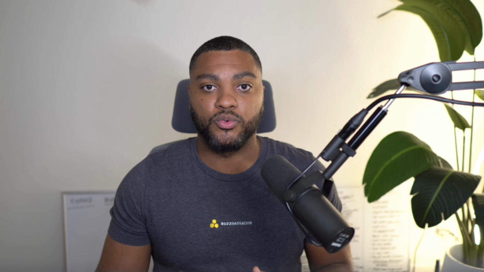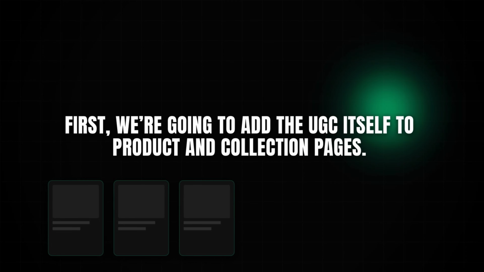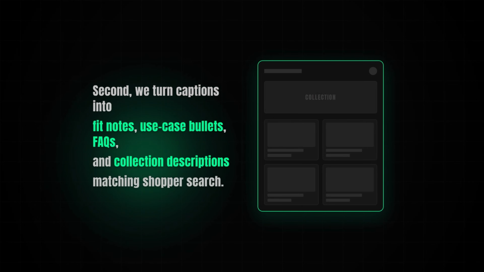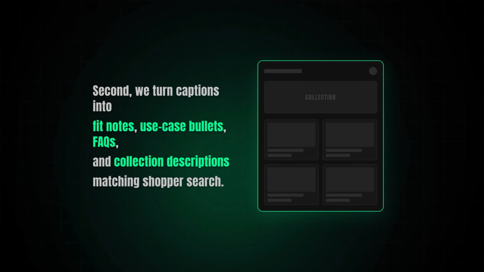Now you have creators coming in, earning on sales, and submitting content in a consistent format. The next part is where the SEO connection becomes real, because now we take what creators are saying and we turn it into on-site content that makes for better pages. We're going to use creator captions and creator language in 2 ways. First, we're going to add the UGC itself to the product page and the collections. And then second, we're going to take the best lines from their captions and turn that into fit notes, use case bullets, FAQs, and collection descriptions that match how shoppers are searching and the questions that they're actually asking.